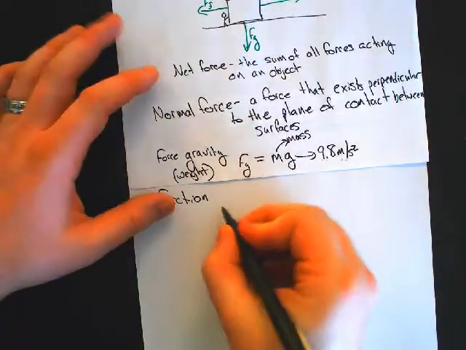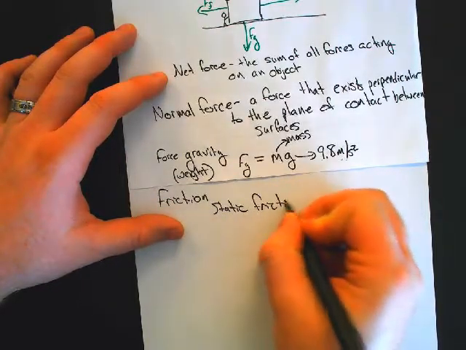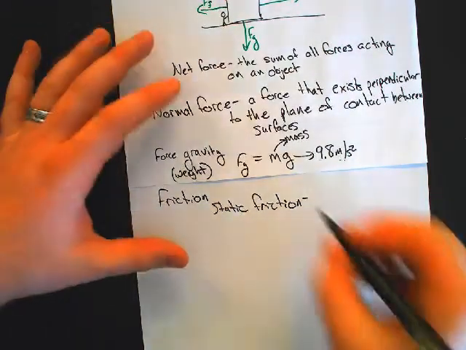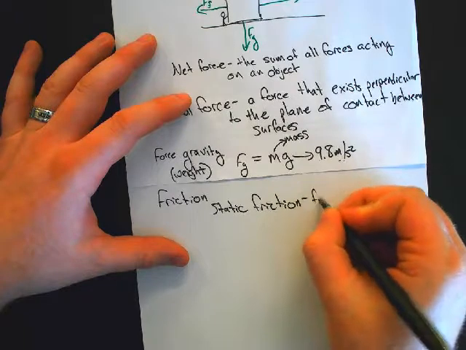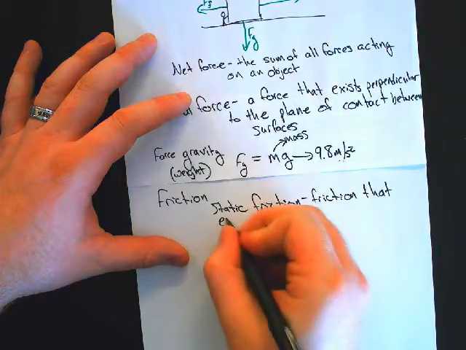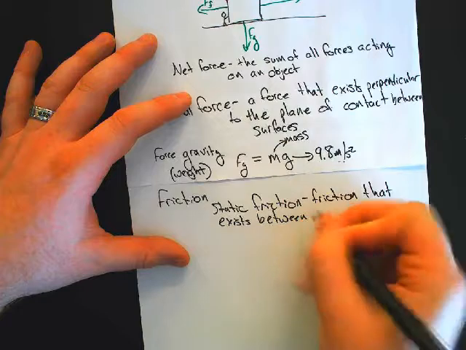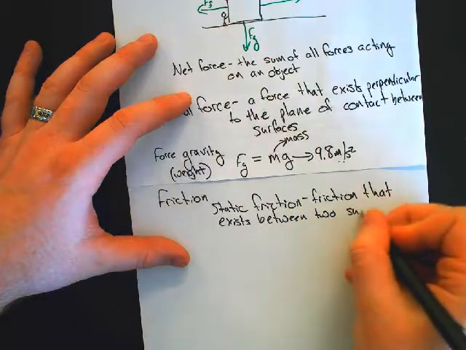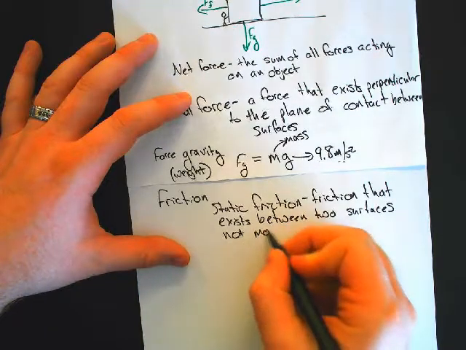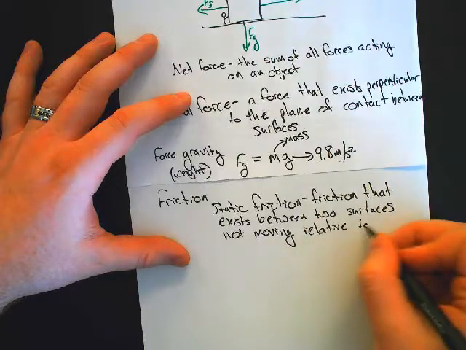Type 1 is static friction, which is friction that exists between two surfaces that are not moving relative to each other.